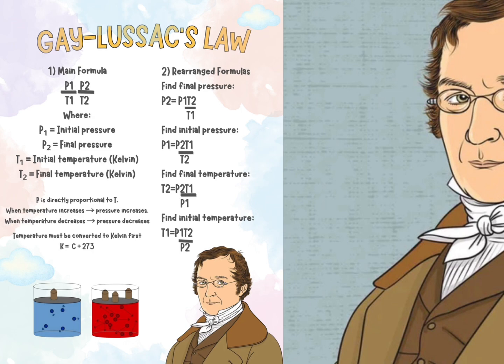Derived formulas: for final pressure, P2 equals P1 T2 over T1. For initial pressure, P1 equals P2 T1 over T2. For final temperature, T2 equals P2 T1 over P1. For initial temperature, T1 equals P1 T2 over P2.